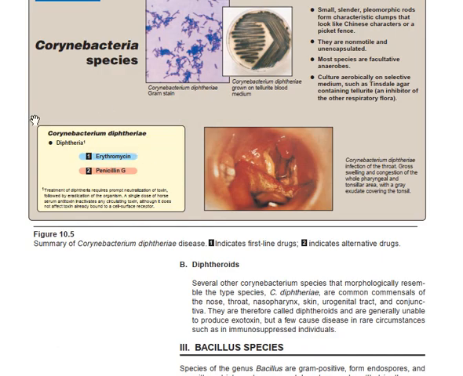Now, the next thing about Corynebacterium diphtheriae is the treatment protocol. The first line in case of Corynebacterium diphtheriae is erythromycin, and erythromycin is an example of a macrolide, and the second line is penicillin G.